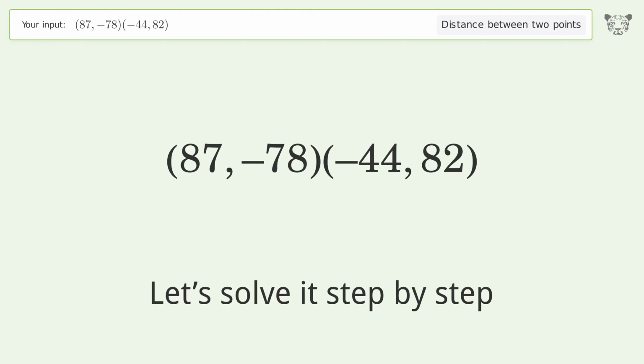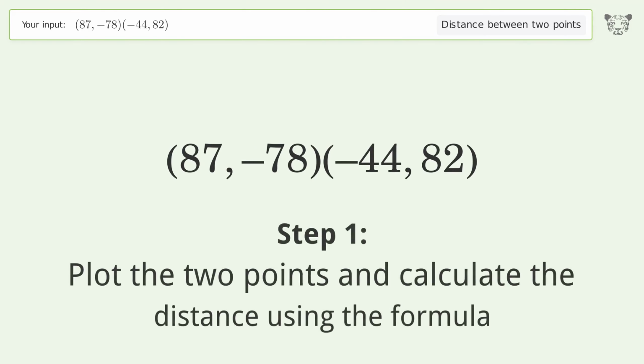You ask Tiger to calculate. This deals with the distance between 2 points. The distance between the 2 points is the square root of 42,761, or 206.787. Let's solve it step by step. Plot the 2 points and calculate the distance using the formula.